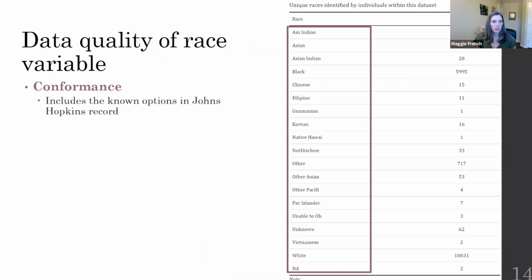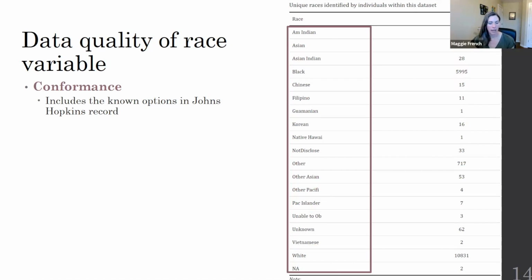The next example I want to walk through is related to race. So here I'm showing a breakdown of all of the races within our repository. When we think about conformance, again, it's important that we understand what the standards at Hopkins are. And in fact, these variables here are options that are available within our healthcare system. And so we have good internal conformance.